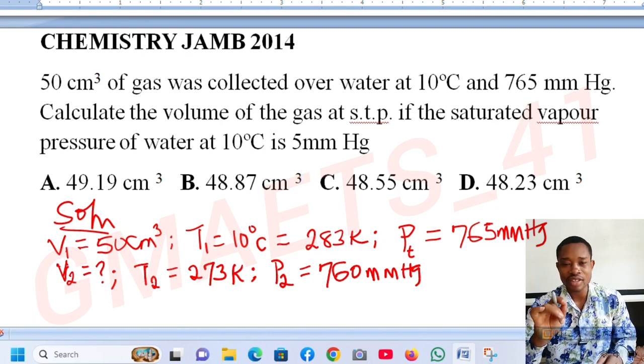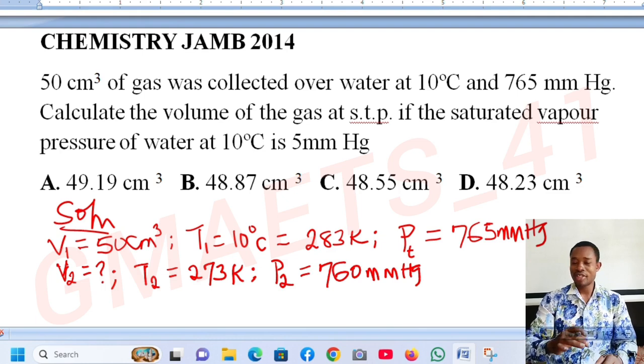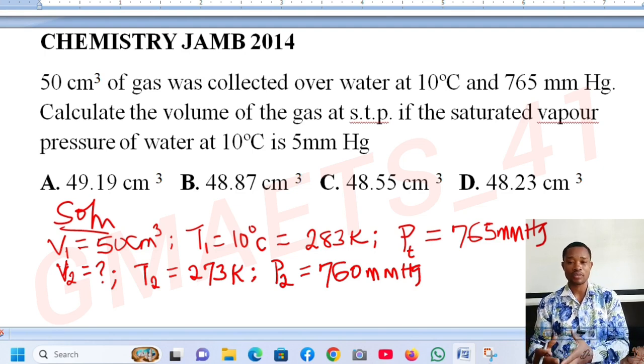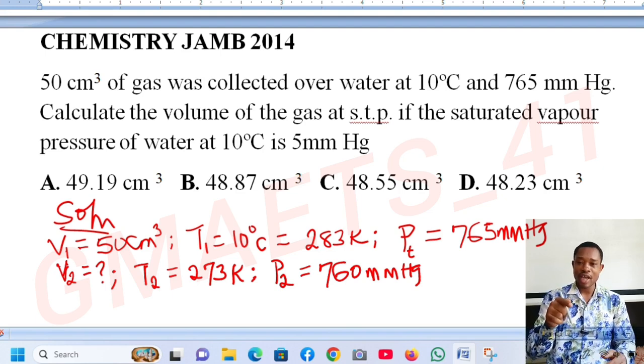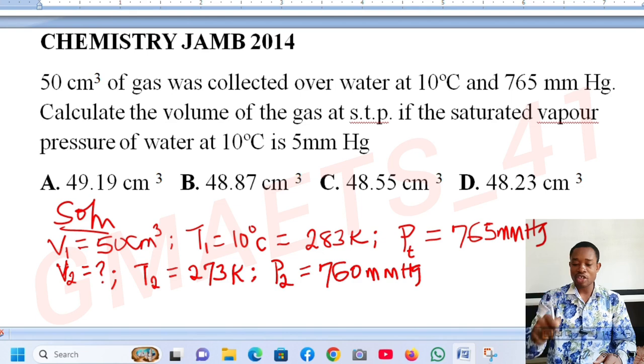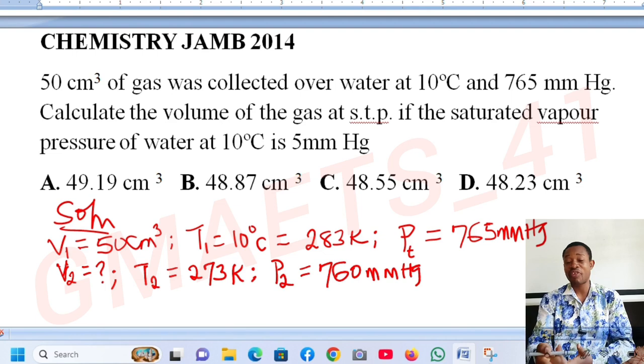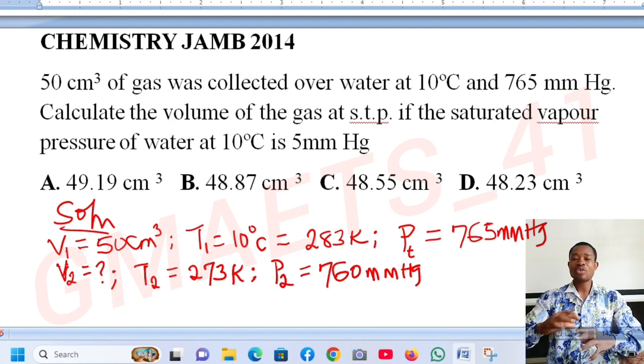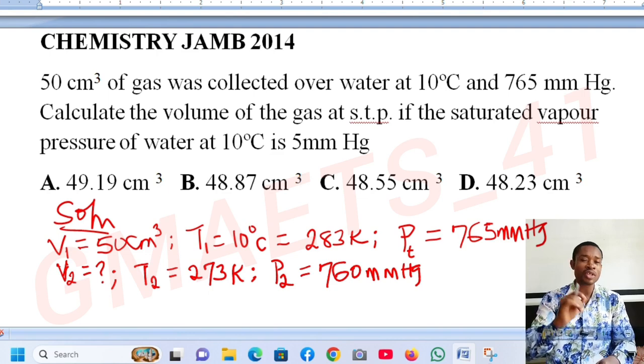That pressure is not the initial pressure of the gas. When dealing with problems like this under Dalton's law of partial pressure, that pressure given is the total pressure of both the gas and the water vapor. What I'm saying in essence is that the pressure of the gas we don't know. If I call it P subscript G, and you add it to the pressure of the water vapor given, which is 5 millimeter of mercury, you are going to get the total pressure, which was quoted to be 765 millimeter of mercury in this problem.